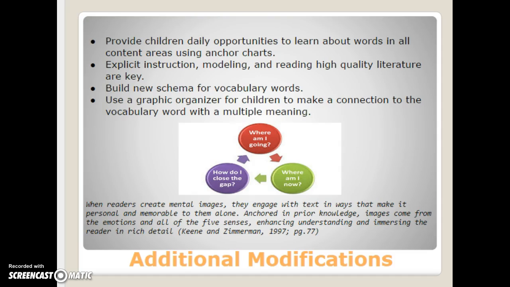Where am I going and where am I now? So when you're constantly thinking of these things, it's important for you to focus that and use that information. When readers create mental images, they engage with text in ways that make it personal and memorable to them alone. Anchored in prior knowledge, images come from the emotions of all the 5 senses, enhancing understanding and immersing the reader in rich detail. Again, this is Keene and Zimmerman in 1997, which is an article that I found in looking at balanced assessment.